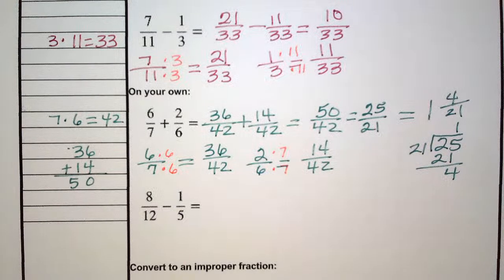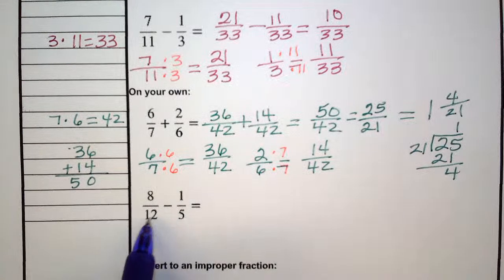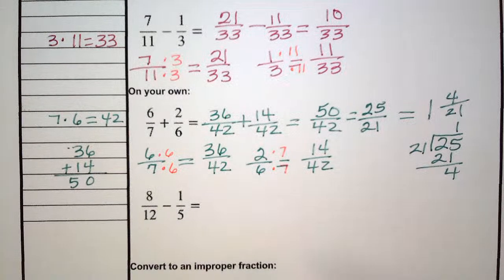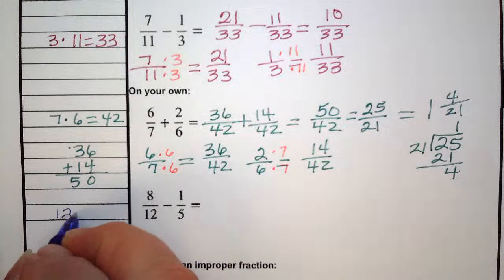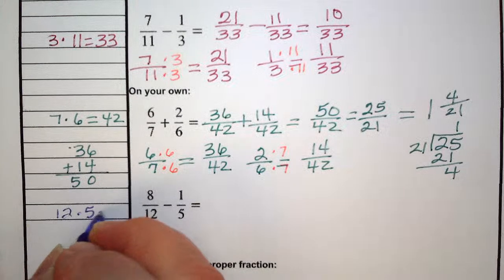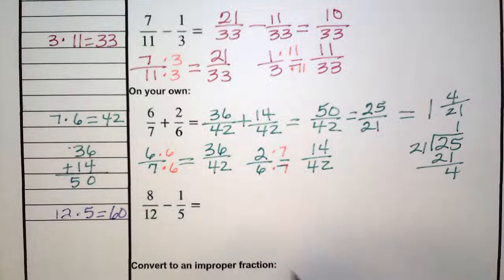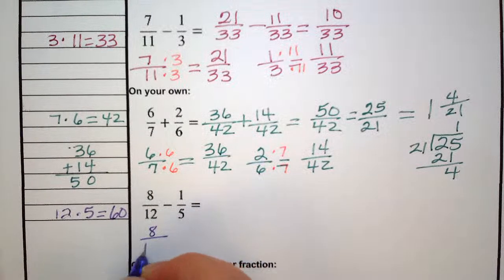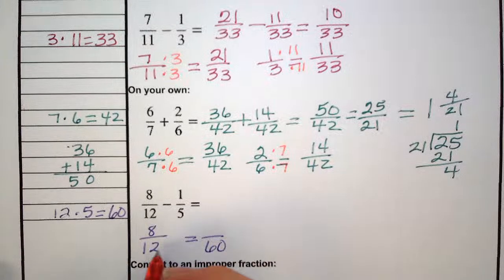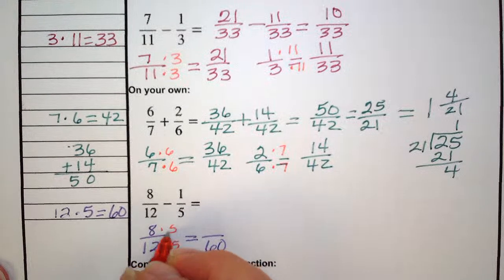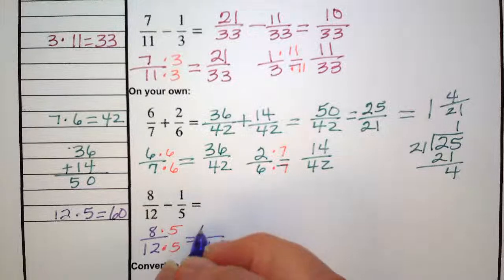Okay, were you able to get that one correct? I hope you did. What about the next one? 8/12 minus 1/5. What is your least common multiple? Because 5 is prime, it's going to be 12 times 5, which is 60. So 8 over 12 is equal to what over 60? I'm multiplying by 5. 8 times 5 is 40.